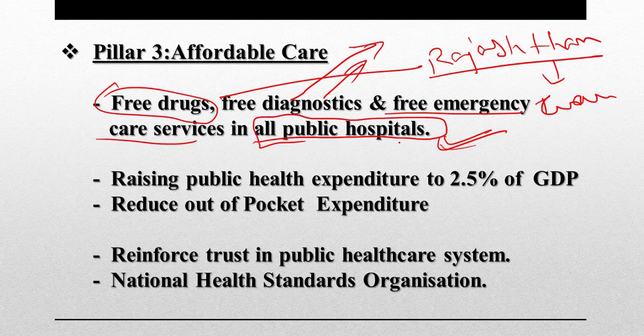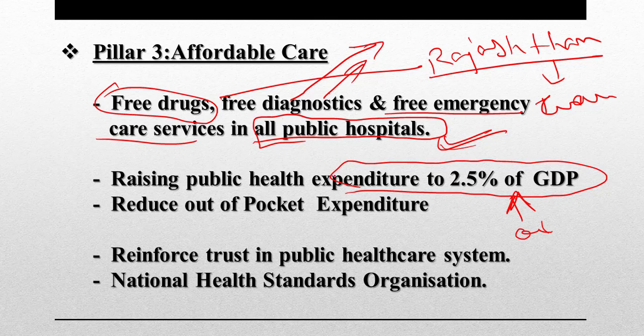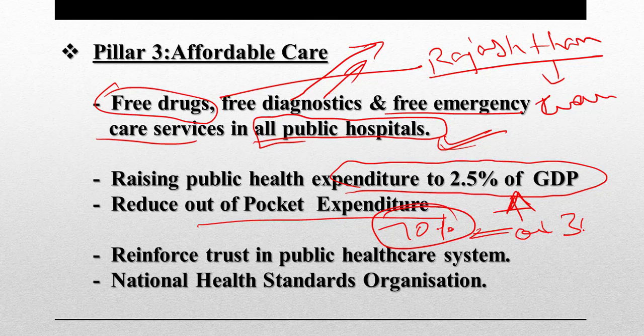So the policy talks of raising public health expenditure to 2.5%. How does this point cater to affordable care? If the government is spending, then the out-of-pocket expenditure would definitely come down, and public health services would be available. Better public health services would be available. That will make it affordable indirectly, you can say. The third point is to reduce out-of-pocket expenditure. At present, WHO says that people in India have to spend 70% of their health expenditure out of their own pocket. It is just the 30% which the government is spending.